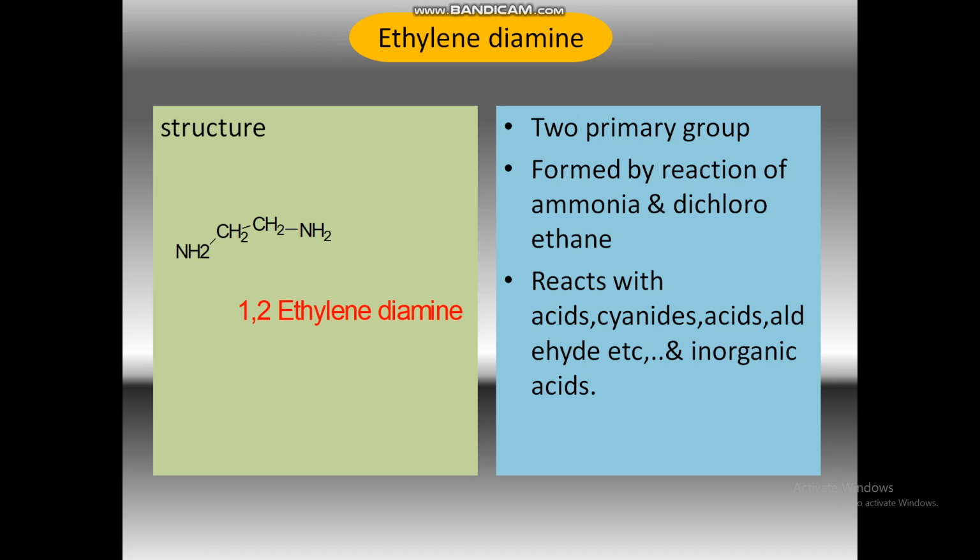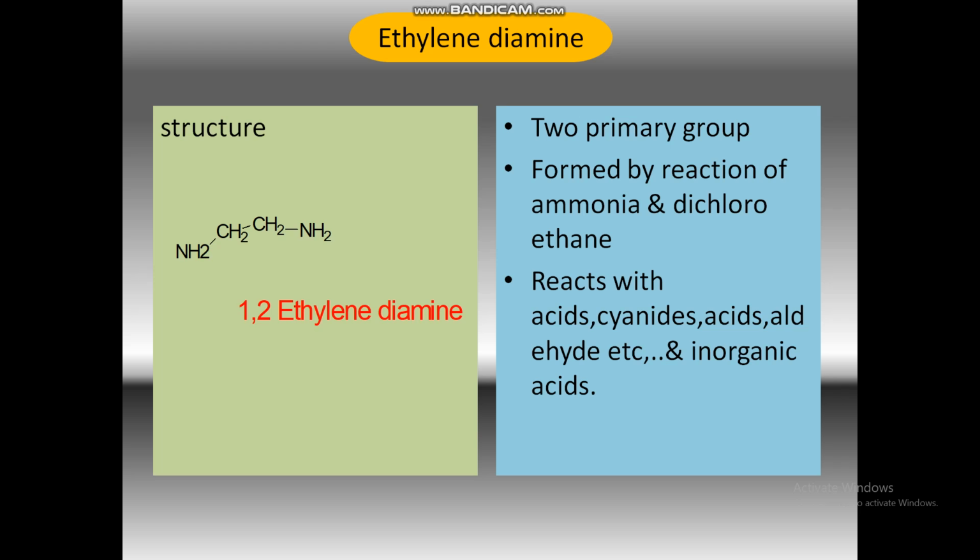1,2-dichloroethane. So ethylene diamine reacts with moisture to produce a corrosive, toxic and irritant mist which can cause serious damage to health. Next, it reacts with acids, also cyanides, aldehydes, nitrile compounds and inorganic acids, and also urea. It will produce the corrosive, toxic and irritant mist when it reacts with moisture.